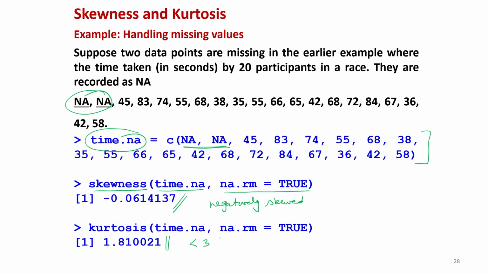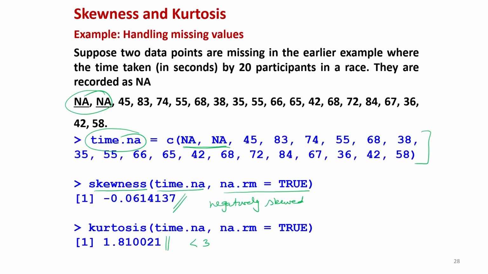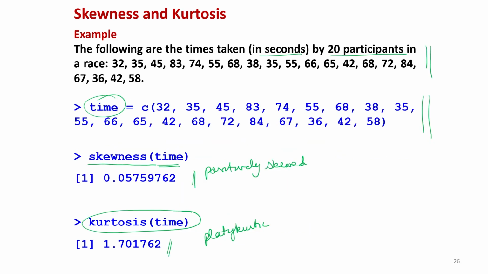So, I can see the same conclusion here: it was earlier 1.7, and now this remains the same platykurtic data, right. So, this data is coming from a platykurtic distribution, and this is the screenshot of the same thing.